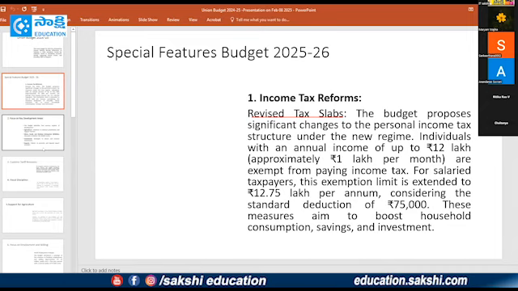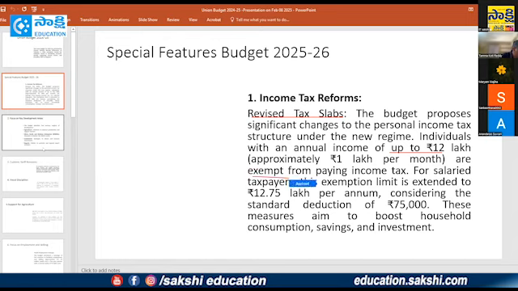Individuals with an annual income of up to 12 lakhs, that is a great relief, I think, for the service people. Approximately 1 lakh per month is going to be exempted from paying income tax. For salaried taxpayers, this exemption limit is extended to 12.75 lakh per annum, considering the standard deduction of 75,000.